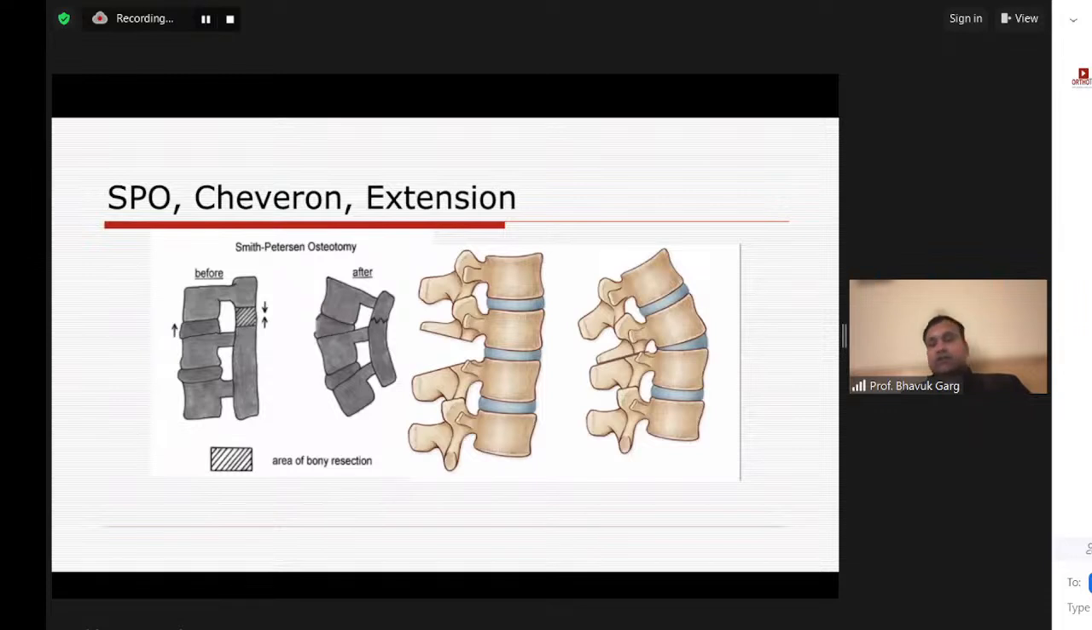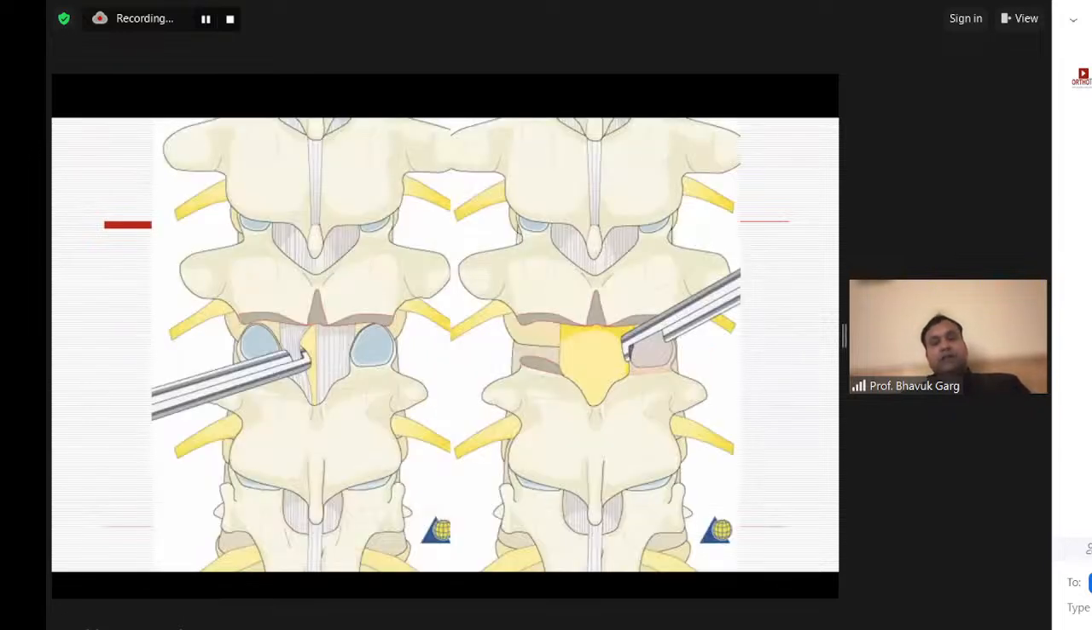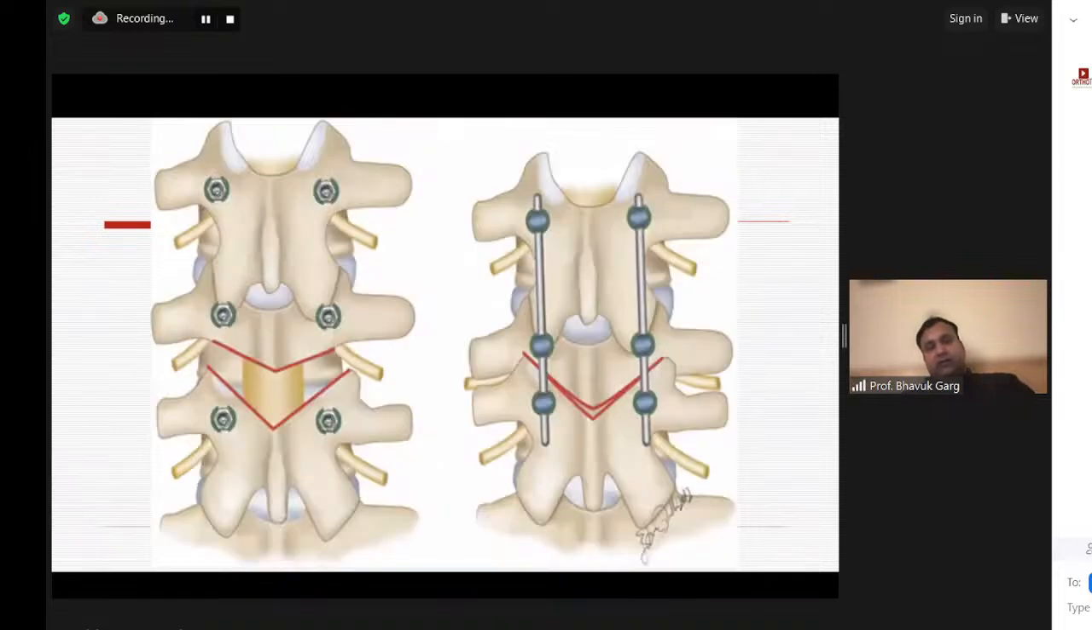The Smith-Petersen osteotomy and the Ponte osteotomy are just a little bit different, in that in some we take out the inferior facet alone, and in some Pontes we take out the superior facet also. But basically they are all posterior column osteotomies, and we usually achieve around 10 to 15 degrees of correction in these cases. This is how we usually do it. We do the laminectomy, we take out the ligamentum flavum and the superior facets, and we create the chevron or wedge-shaped area, and then we close it to get the correction.